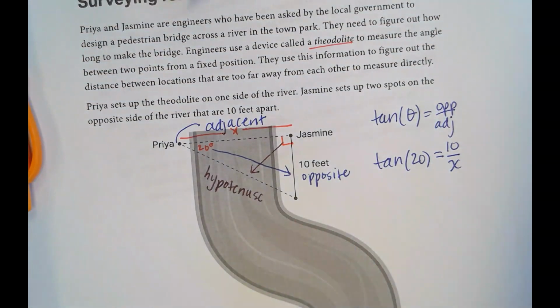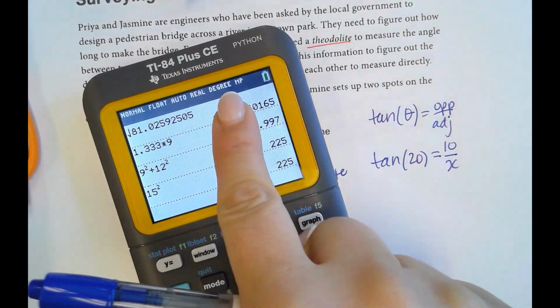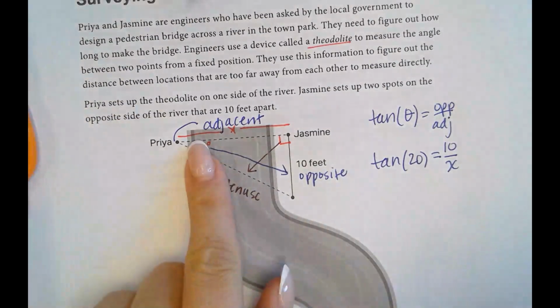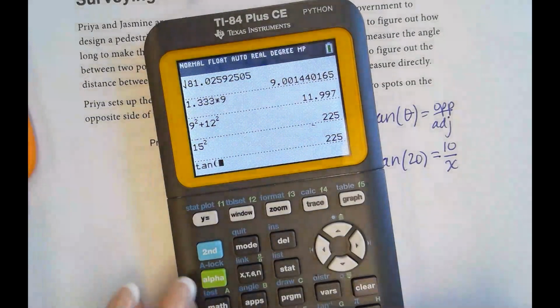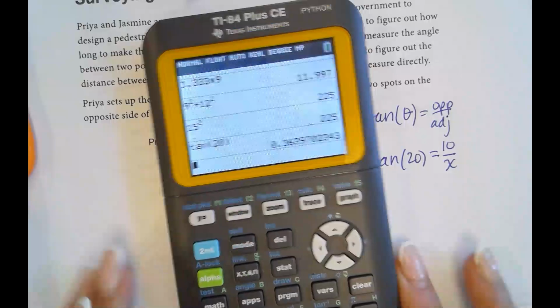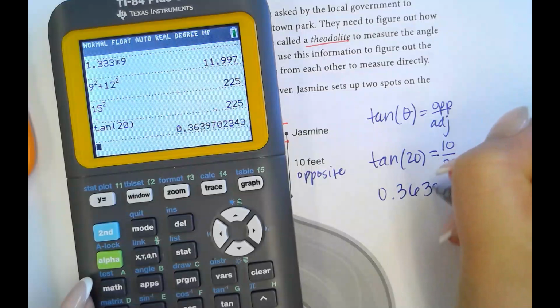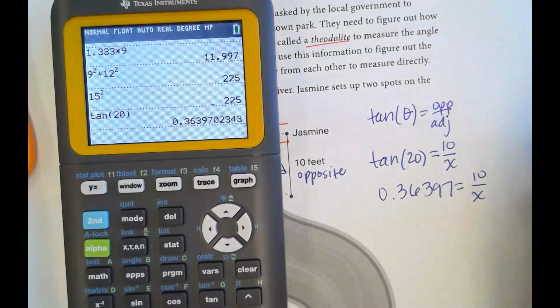Which I can check here that it's in degrees, any similar triangle with 20 as one of my angles is going to have a ratio of 0.36397 between the opposite and the adjacent sides.